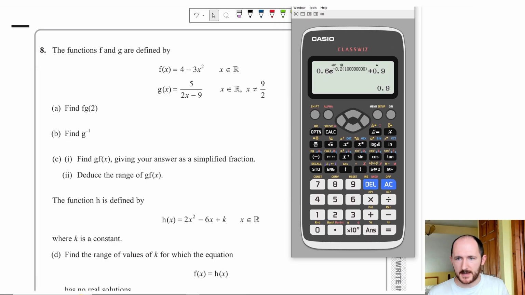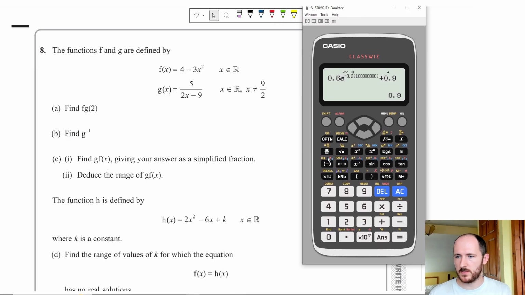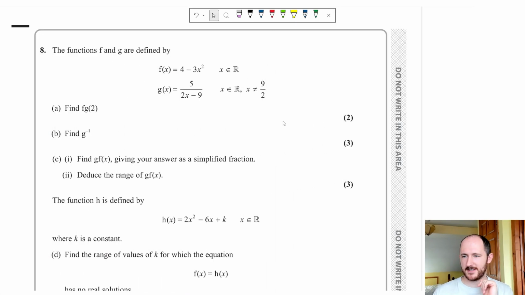So if I pull my calculator over, g of 2 would be 5 over 2 times 2 minus 9. I get minus 1. Now we're just going to sub in minus 1 into f. Minus 3. I didn't need a calculator for that, but you know what? I've committed, so let's do it. We get 1. Wow, shocking, right? Absolutely shocking. We get the answer of 1.